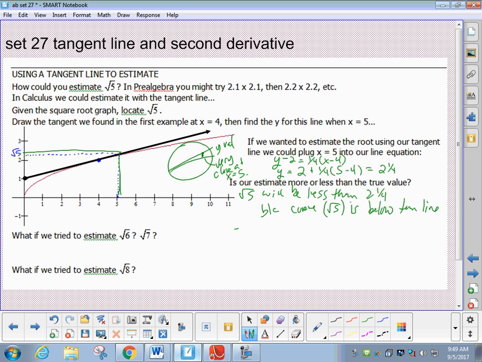Would you please tell me what is the error? How would I calculate the error of my estimate? Now, visually, that's the gap between the two. The true curve at 5 versus the line at 5. How would I find it? Would you please type in the square root of 5 there for me, please? Let's see how close we are. Square root of 5 is 2.236. Our estimate is 2.25. So what's the error? How would you calculate the error?